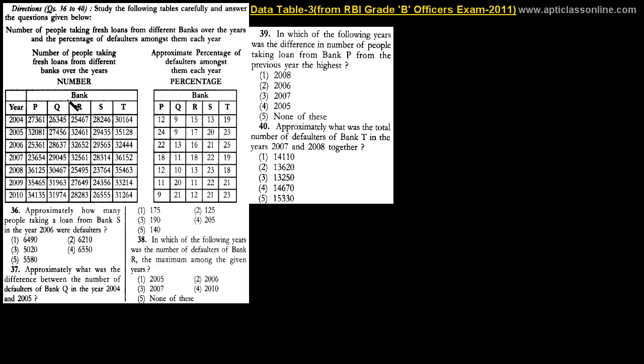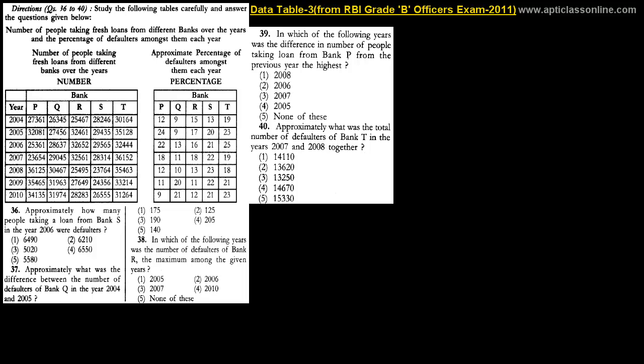So for the banks P, Q, R, S, T, for the years 2004 to 2010. For example, if we take this particular data, 27361 is the number of people taking fresh loans from bank P in year 2004. In case we want to find the approximate percentage of defaulters amongst them, the defaulters of bank P in the year 2004, this row is for 2004, the defaulters percentage is 12%. So 12% of this figure are defaulters in bank P for 2004. Similar is the case with the other years and for other banks.